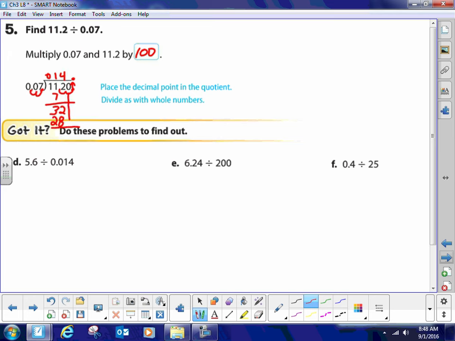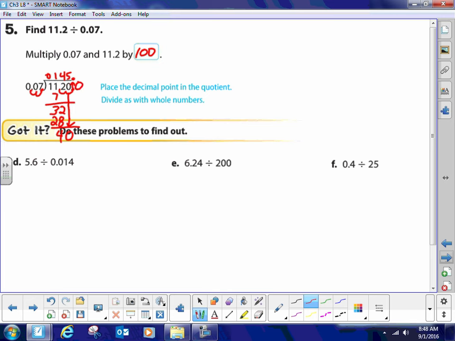Bring down the 0, 4, bring down the 0. That's 40. All right, now we're up to 40. 7 goes into 40 how many times? 5, for 35. And then all of a sudden, from about here on out, you're going to start getting a repeating number somewhere along the way. All right, here, I'll just show you what it looks like.